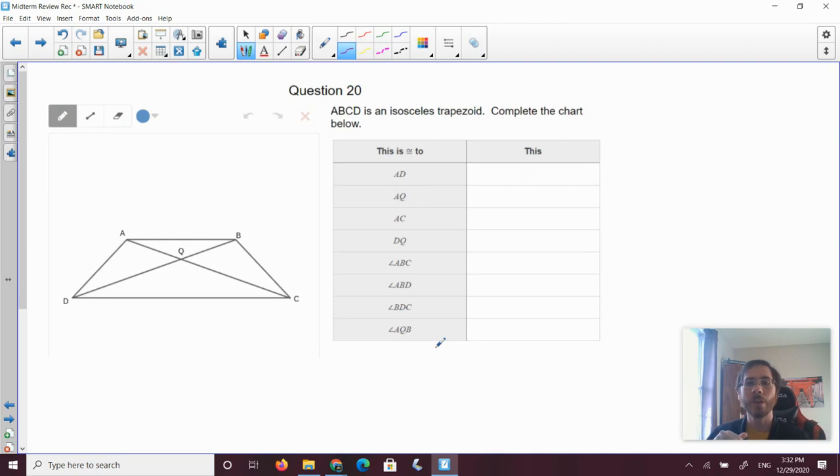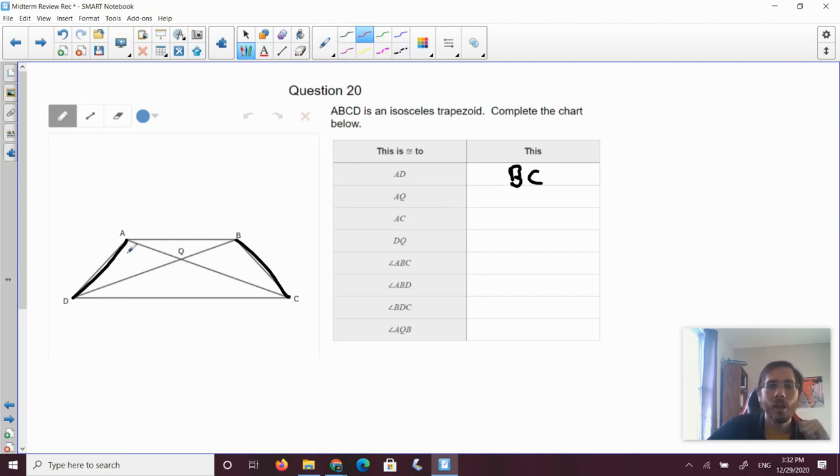All right, for 20, we've got a lot of things. This is a big chart. So we're told that this thing is an isosceles trapezoid, so complete the chart below. So we have to find out what AD is the same as, what it's congruent to. So since it's an isosceles trapezoid, we know that AD and BC are automatically the same, because for an isosceles trapezoid, that's one of the given pieces.